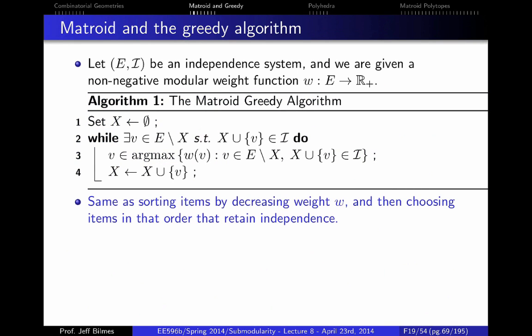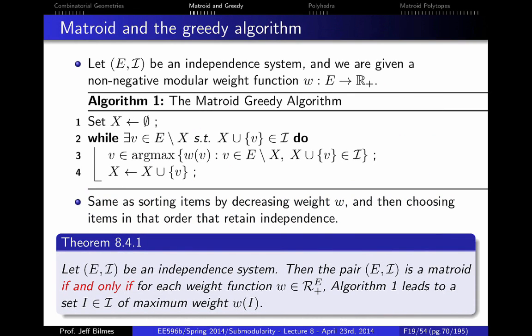Another way of looking at this: it's basically the spanning tree algorithm. It's the same as sorting items by decreasing weight, and then we consider each item and add it if it doesn't violate independence. In the spanning tree algorithm, we add it if it doesn't create a cycle in the graph. Here we're just using the matroid, so we need an independence query.